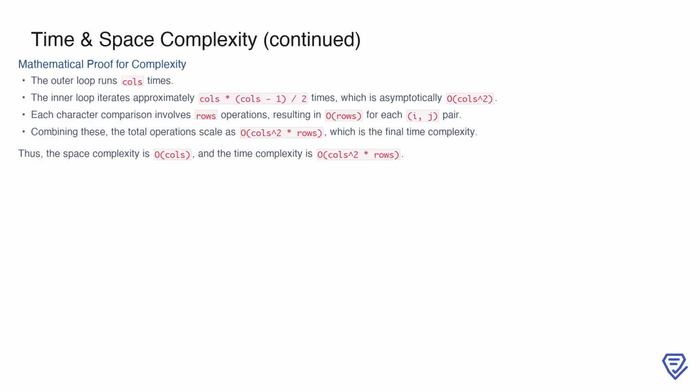On the other hand, the space complexity remains calls, since the only additional storage comes from the DP array and a few temporary variables. This completes our analysis of the algorithm's efficiency in terms of both time and space usage.